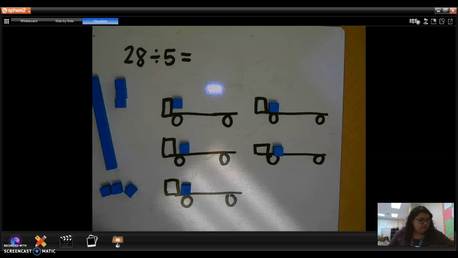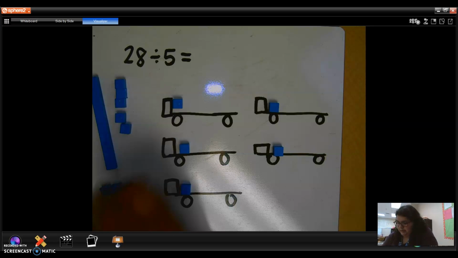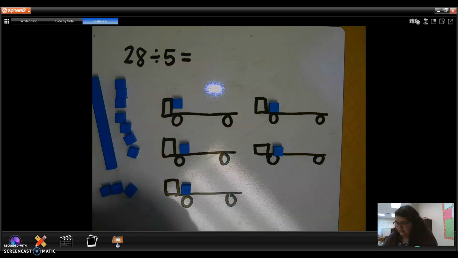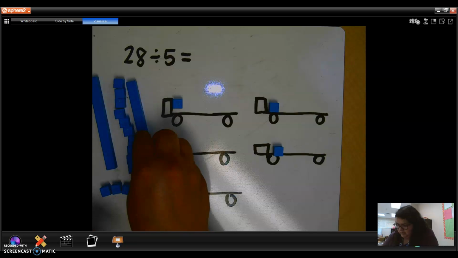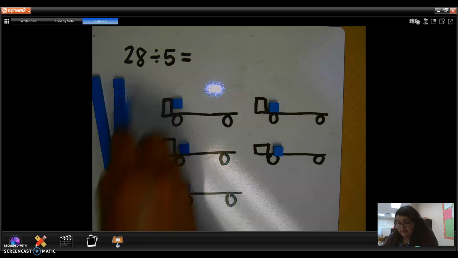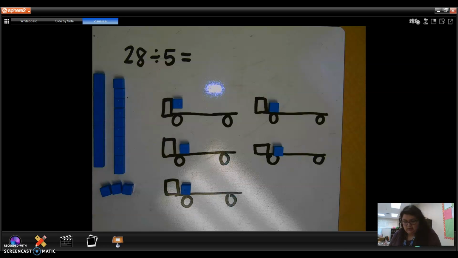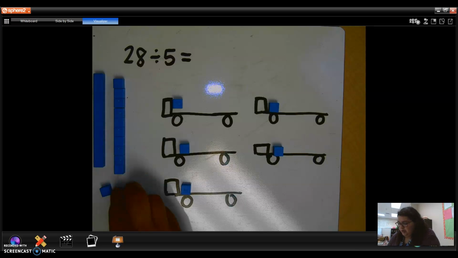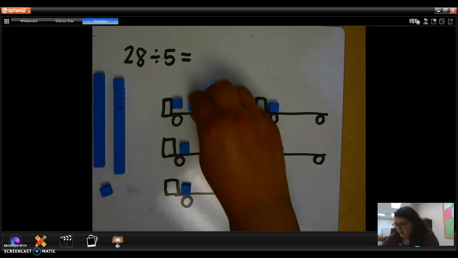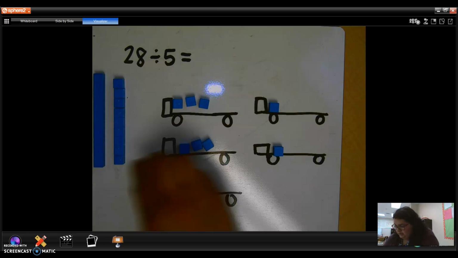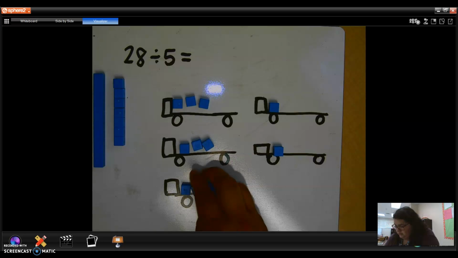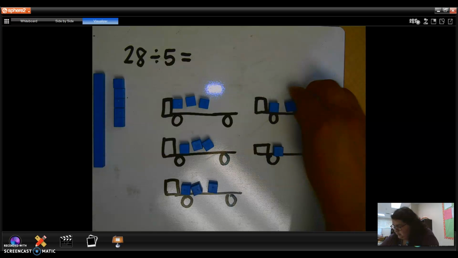I got 1, 2, 3, 4, 5, 6, 7, 8, 9, 10. Okay, I'm going to use this to help me out. So now I still have 23, just represented in a different way. So now I can add more. Let's see, maybe I can add 2 more. So I'm going to use what I had left over. So I got 2 on each truck.